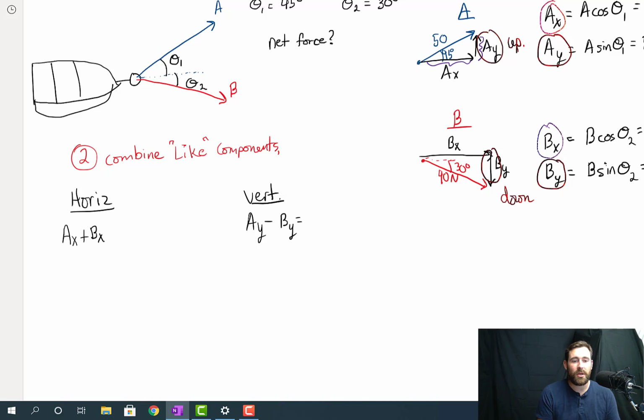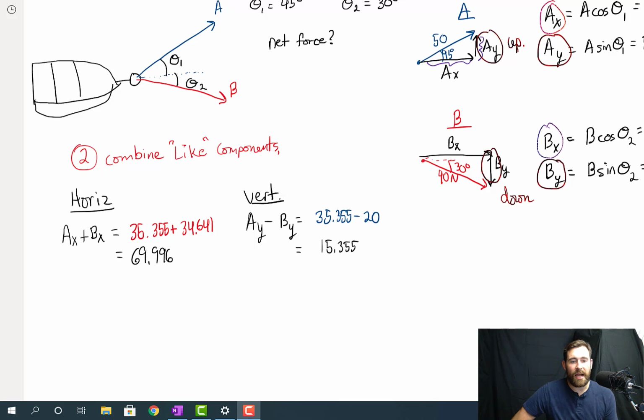And what those are going to do is give you the net component in the X direction and the net component in the Y direction. Let's go ahead and plug in our numbers and run them through the calculator and see what we get. And we get 69.996 and 15.355 for our two respective components. So over here we have our X component. I'll just mark that as a big X here. And over here we have our Y component. So we have those two values. So this leads us to our third step, which is to redraw the triangle and find our net component.